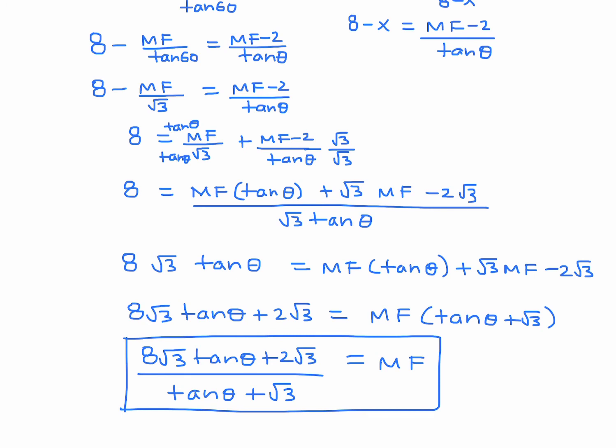And perhaps they want you to rationalize the denominator by multiplying top and bottom by the conjugate, which would be tan theta minus root 3. And I'll let you do that. But this is pretty much the answer. 8 root 3 tan theta plus 2 root 3 over tan theta plus root 3. Okay, so there we go.